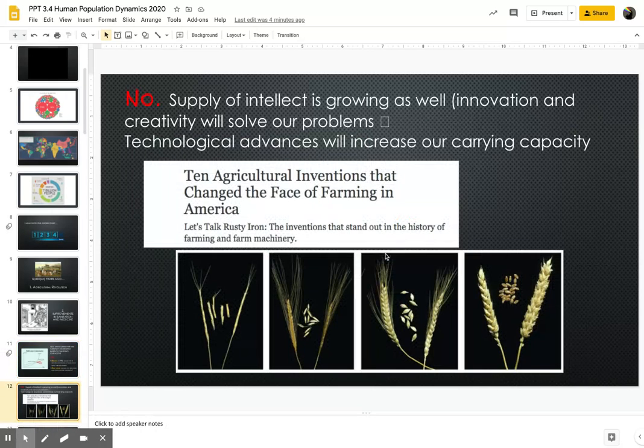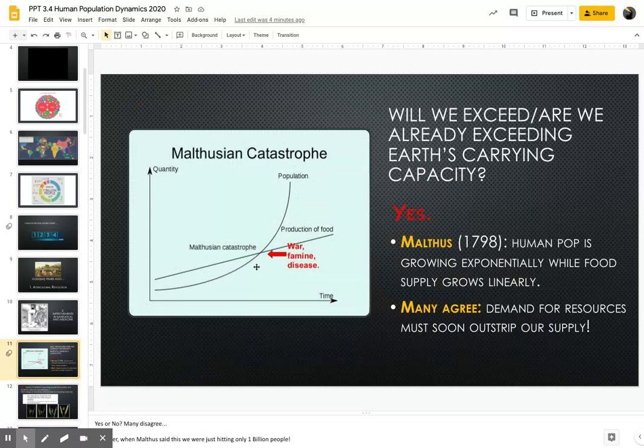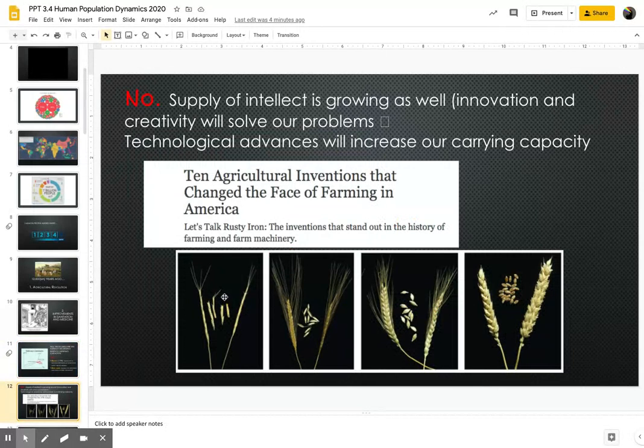However, some people disagree. Their idea is that humans are smart and they're developing technology and new techniques as time goes by. So population is growing, but we are coming up with ways to put off that Malthusian catastrophe. We're increasing the agricultural output, so we're increasing the slope of that line. So the people that don't agree with Thomas Malthus think that humans will consistently come up with solutions to that agricultural output. They'll put off that Malthusian catastrophe until human population kind of levels off on its own.